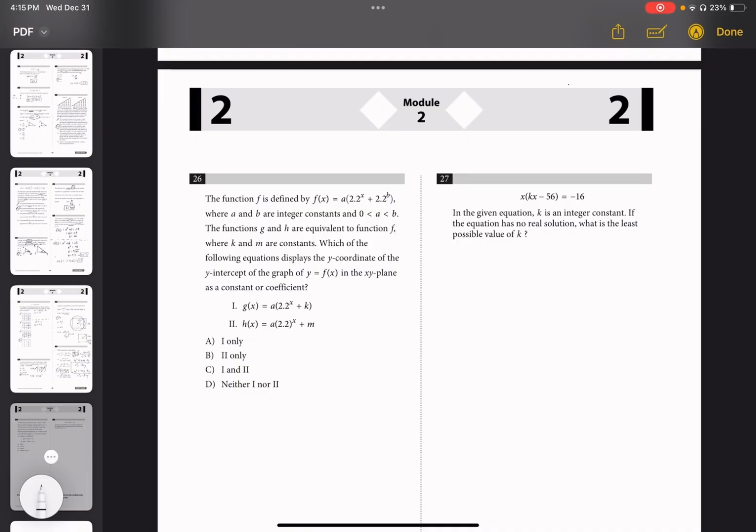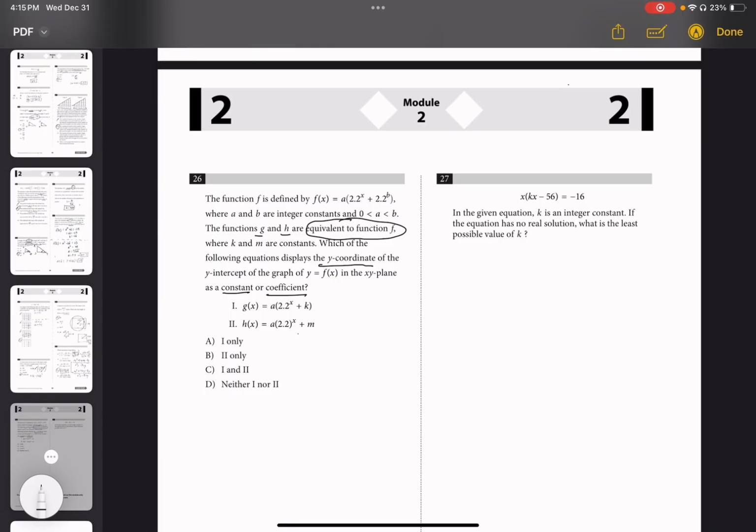Okay, so this is just a bunch of word vomit pretty much, but you got to pay attention to it. We'll break this down part by part. The functions g and h are equivalent to function f. So if they're equivalent, all this problem is asking for is the y-coordinate of the y-intercept as a constant or coefficient in these equations. So a constant would just be like plus m, and a coefficient would be like times a.